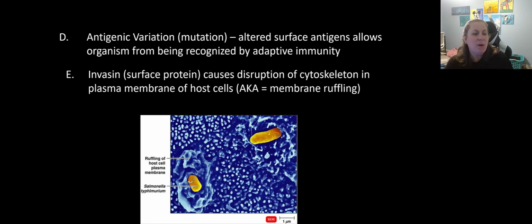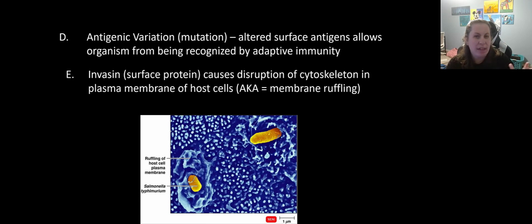The next ones are what we call the antigenic variations. These are mutations. When we look at mutations here, this is going to alter the surface antigens that allow the organisms from being recognized by your adaptive immunity. So your adaptive immunity changes based on what you're exposed to, and it creates memory cells. However, if these guys can change what they look like, they can avoid your immune system, because your immune system then says, oh, that doesn't belong, but I've never seen it before, and then it has to make a response. This takes time, and the bacteria is going to be able to potentially get away.